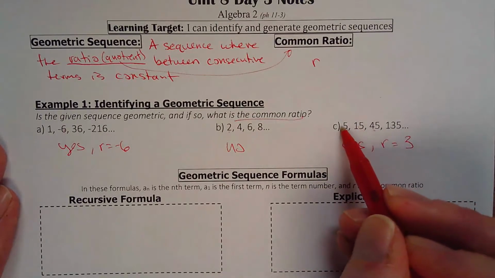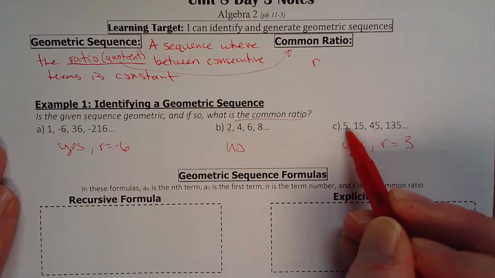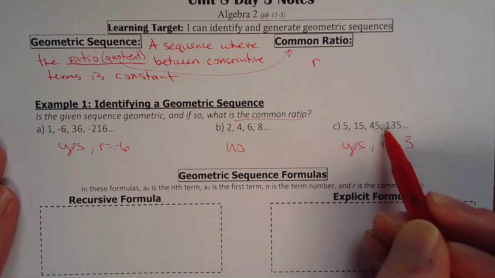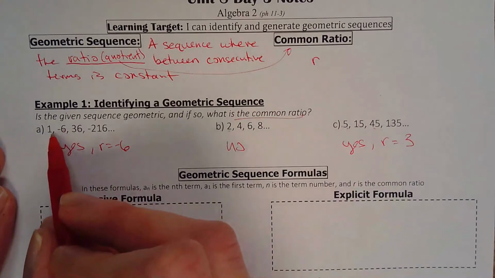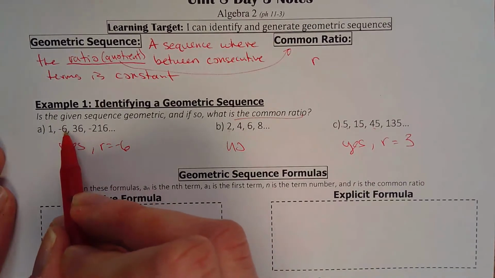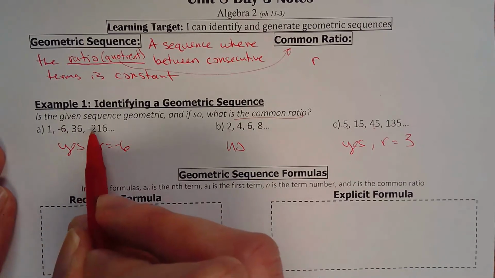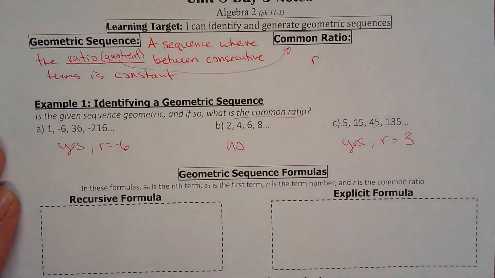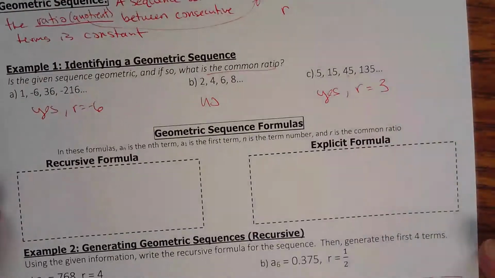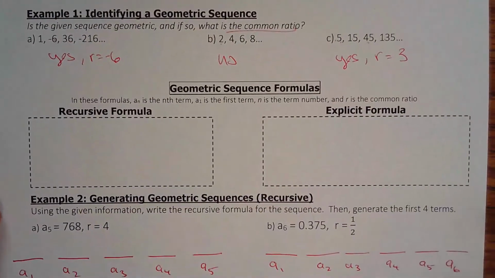Again, take a term divided by its previous term. 15 divided by 5 is 3. 45 divided by 15 is 3, and so on. Over here, 36 divided by -6 is -6. -216 divided by 36 is -6. So that's how you can quickly check to see.